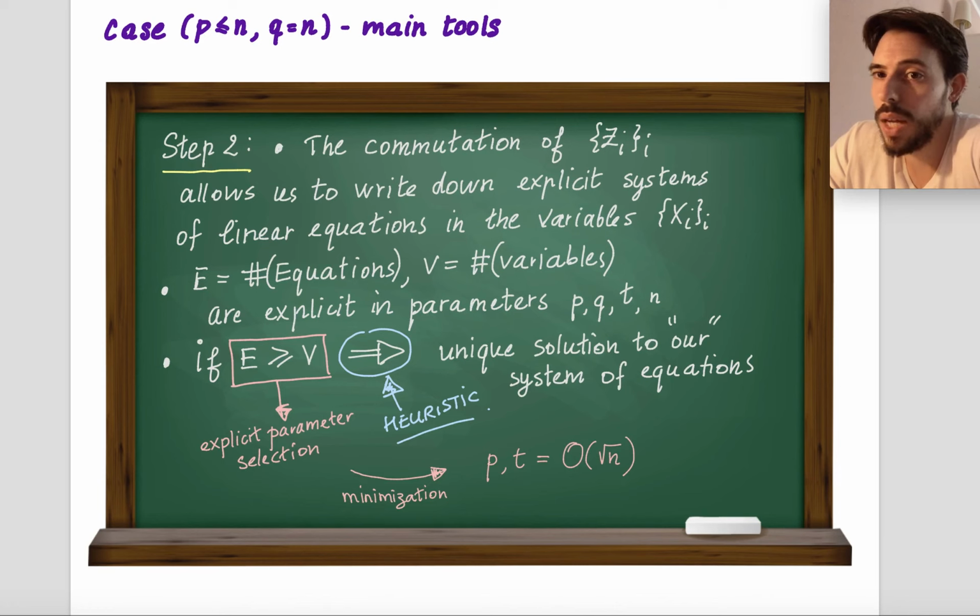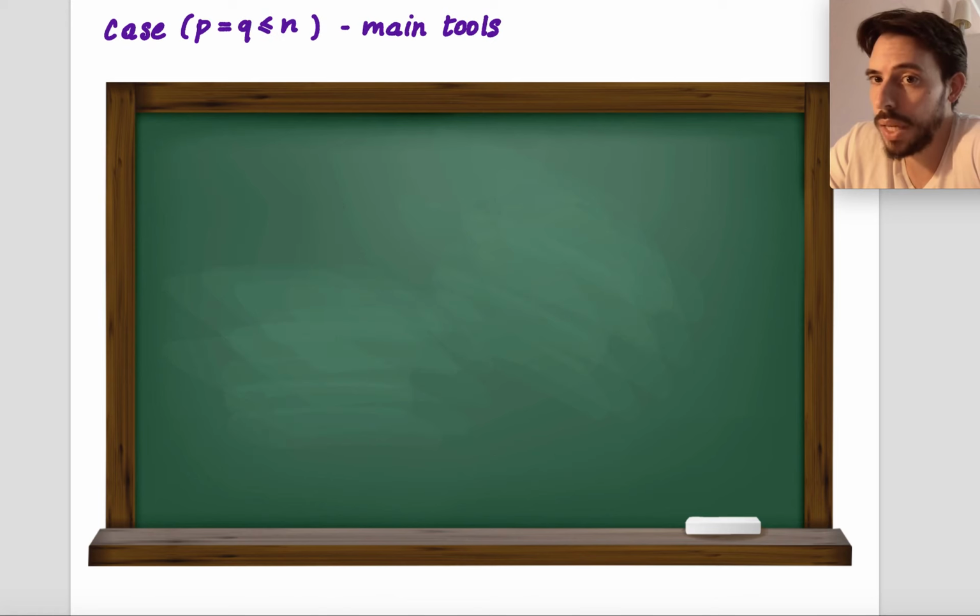And we show that upon a very simple minimization problem, we derive parameters for P and T that are a big O of square root n. And these simple ideas finish the main overview of the first case. So let us now move to the second case where the information in P and Q is lost simultaneously.